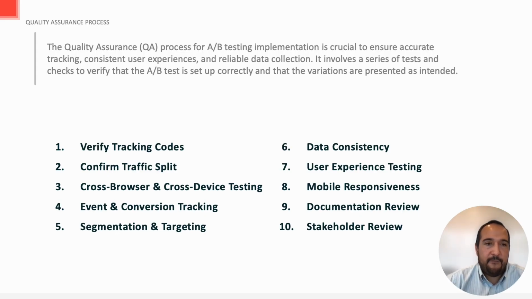When running QA, we want to verify a number of different elements that can impact the quality of our tracking in an A/B test, which includes verifying our tracking codes, confirming our splits, cross-browser and cross-device testing, ensuring that our test is working as appropriate across all devices, browsers, and elements, event conversion and tracking, ensuring our segmentation and targeting is correct, ensuring our data consistency, user experience testing, mobile responsiveness, documentation review, and in the end, that our stakeholders are in alignment with us in ensuring that the elements we reviewed are part of their measurement plan and will contribute to the success of their test.